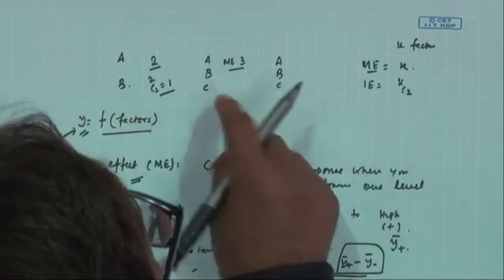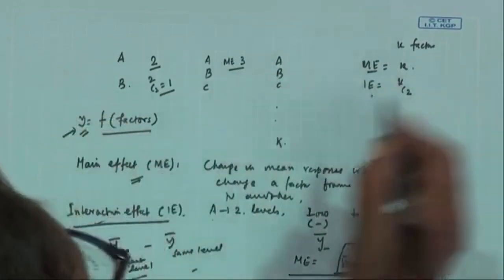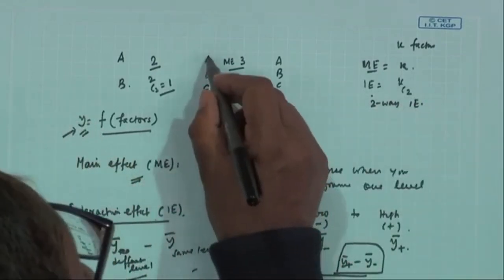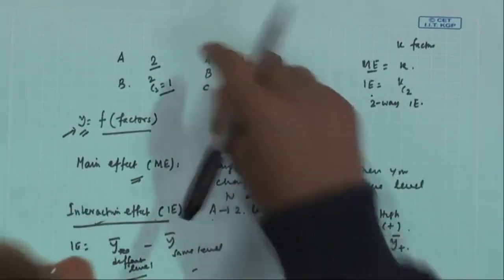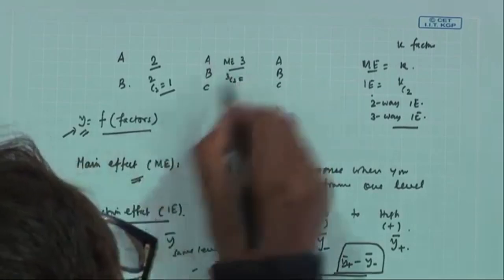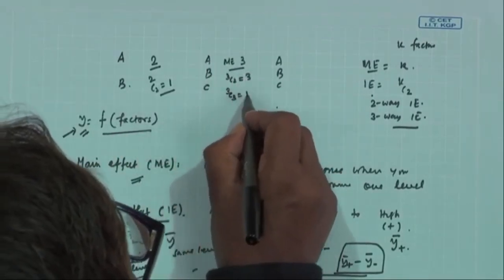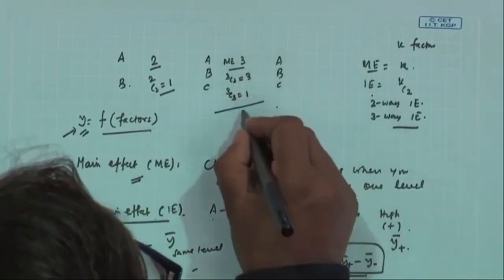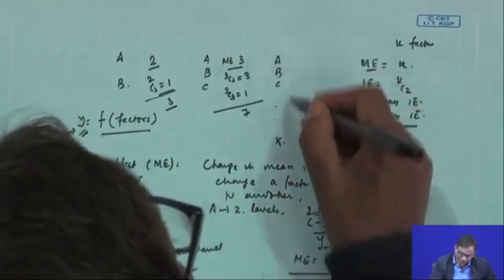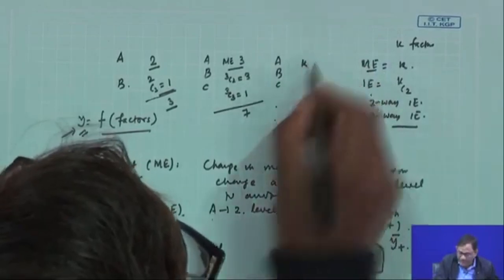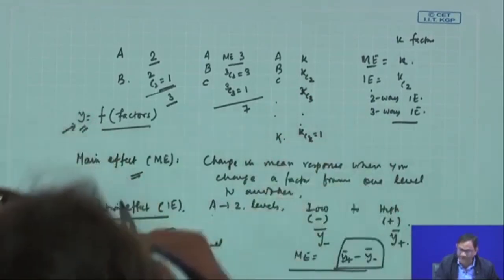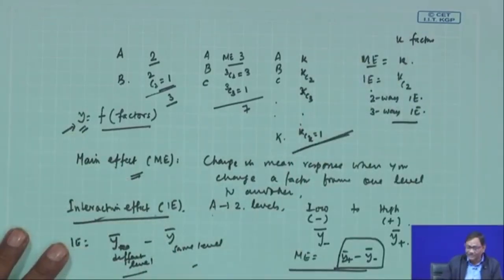Then you have another concept: in interaction effects, one is two-way interactions. As there are three factors, every two factors will be interacting, and all three factors will be interacting simultaneously, which is the three-way interaction. Two-way interactions are 3 C 2, which is 3, and the three-way interaction is 3 C 3, which is 1. So effectively 3 plus 3 plus 1, 7 effects you have to estimate, and in the two-factor case 3 effects. If you go for k factors, the main effects will be k, two-way will be k C 2, three-way will be k C 3, and so on until k C k, which is 1. So it will be a large number of effects that are to be estimated.